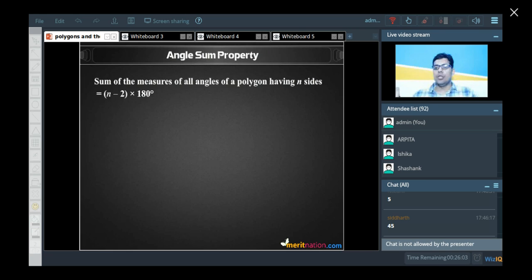What about angles of a triangle? Sum of all 3 angles of a triangle is 180 degrees. Now, angle sum property for a polygon having n sides. Sum of the measures of all angles of a polygon having n number of sides is given as n minus 2 multiplied by 180 degrees. That means if you are given a polygon with, let's say, 5 sides, that is a pentagon, or a hexagon, 6 sides, or a heptagon, 7 sides, then we can apply this formula and calculate the sum of all angles of that particular polygon. That is n minus 2 multiplied by 180 degrees, where n is the number of sides in that polygon.